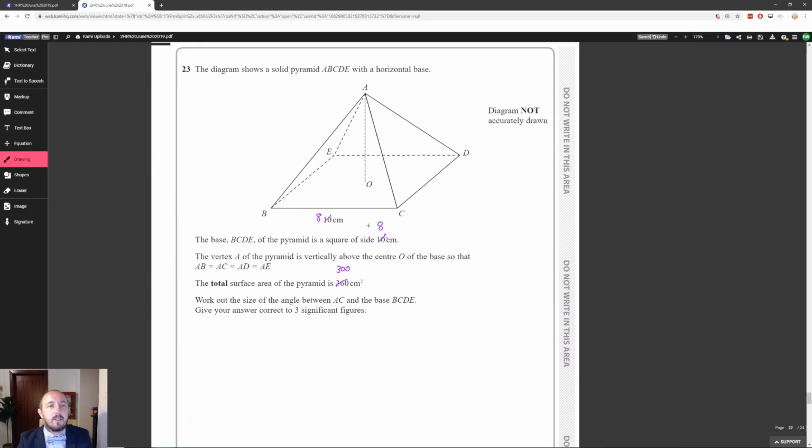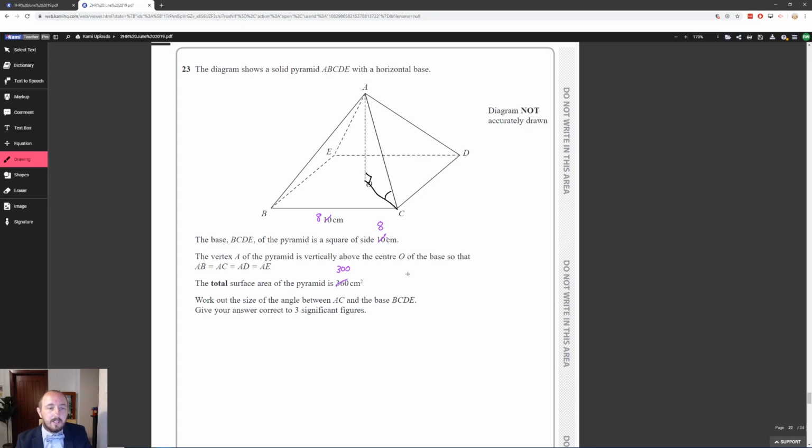Okay, we've got a solid pyramid, and we need to find the angle between AC and the base BCDE. So AC and then the base, that means we need a triangle that goes to here, and that's the angle that we're trying to find. There's the right angle here.